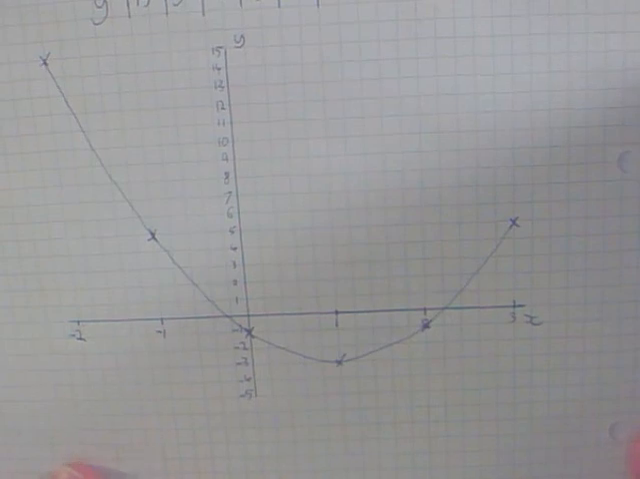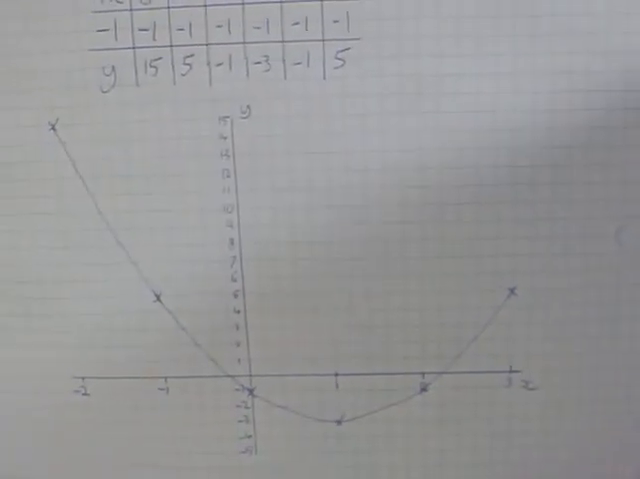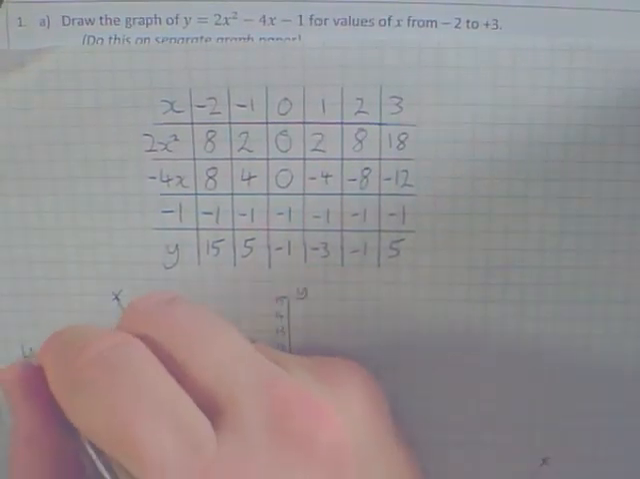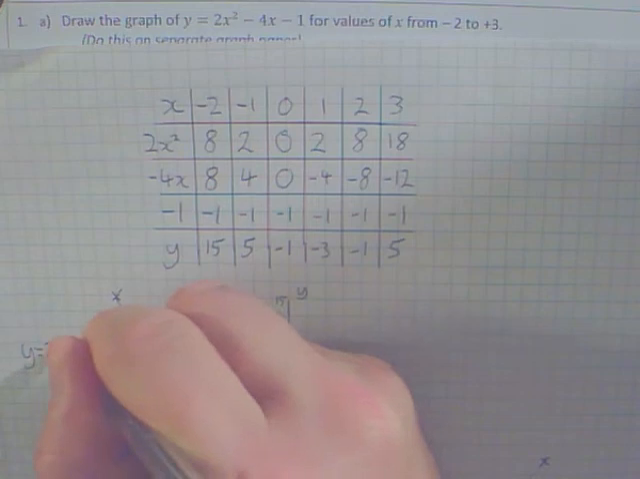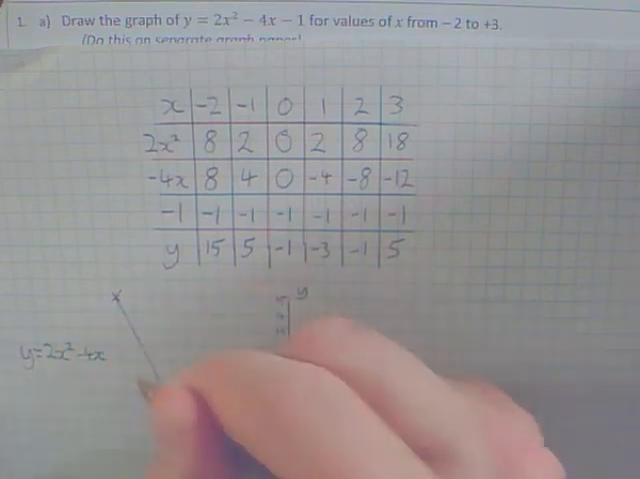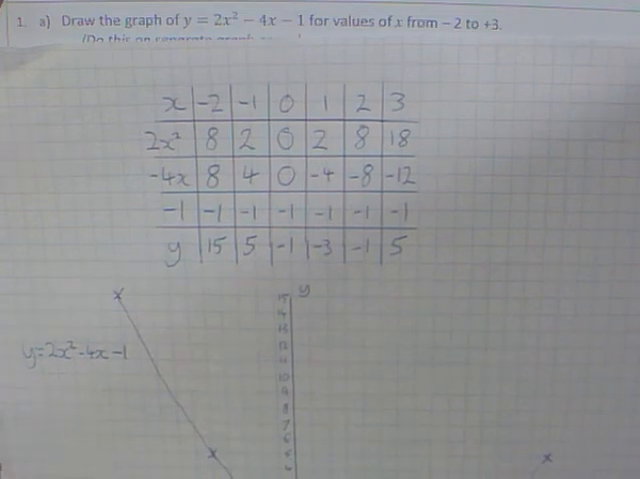Yeah, I'm quite happy with that. And just for the sake of completeness, I'll label that y equals 2x squared minus 4x minus 1. Happy.